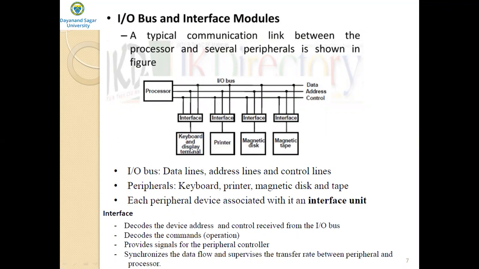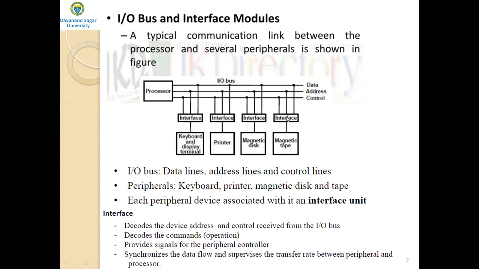The keyboard and display terminal and the processor are interfaced using an I/O module, and they are interconnected using the I/O buses: data bus, address bus, and the control bus. Similarly, a printer is connected to a processor using a suitable interface. Similarly, the auxiliary devices like magnetic disc and magnetic tape are connected to the processor using a suitable input and output interface.